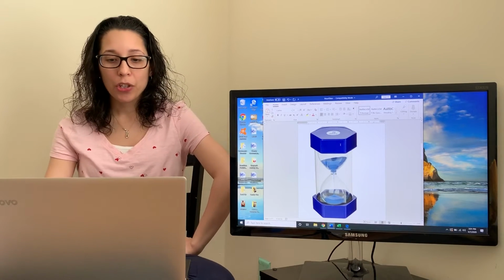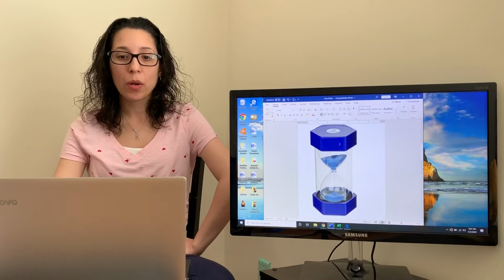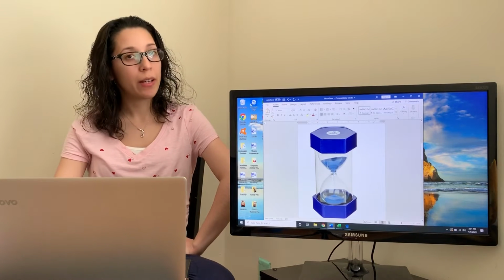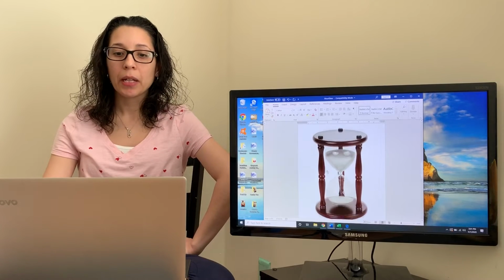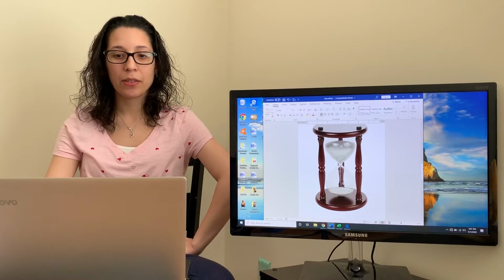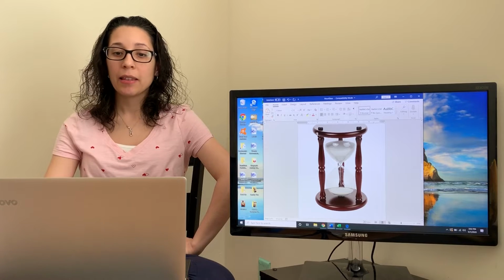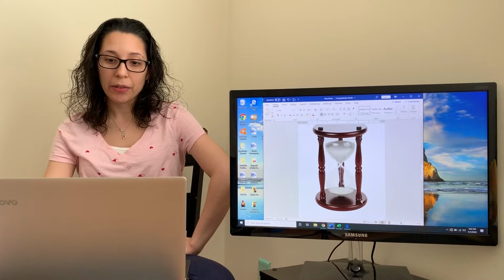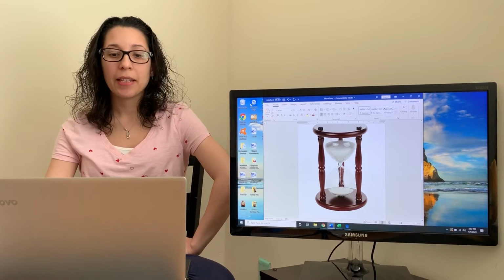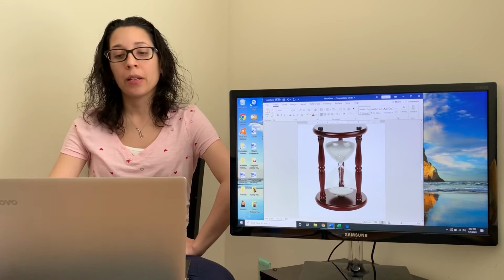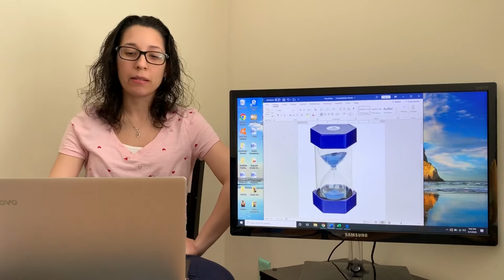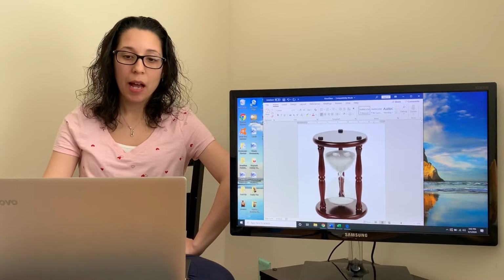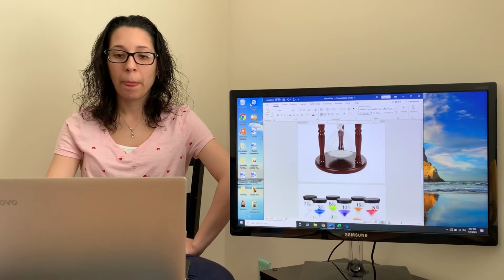I want to show you. This one is made of plastic, so this is kid friendly. And then this one is made of glass. Here's the glass. This one's made of wood here. There's wood holding it, and the sand is white. So those are two different hourglasses. This one does not have a number written on it.